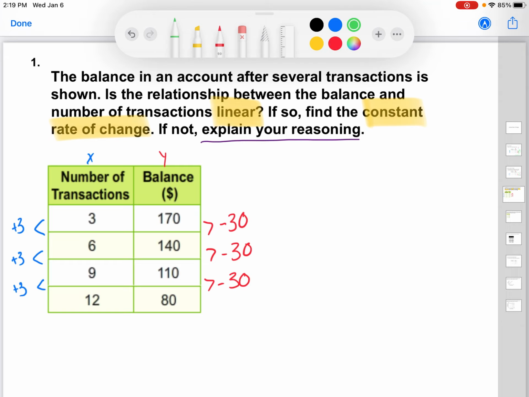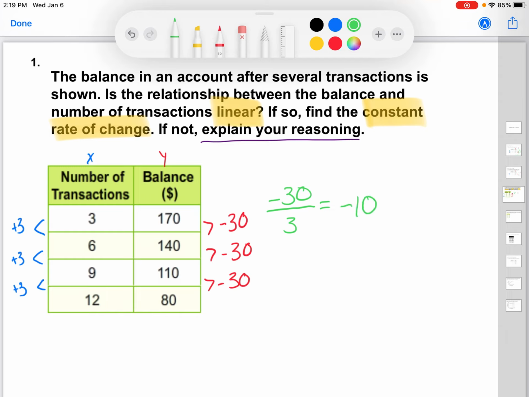So my next step is I need to write that constant rate of change, which is going to be my change in y, which is negative 30, over my change in x, which is positive 3. And then I would simplify that. You could punch it in your calculator, or you could simplify it longhand. I know if I divide negative 30 by 3, I'm going to get negative 10.